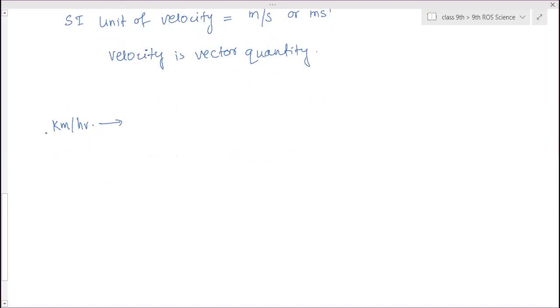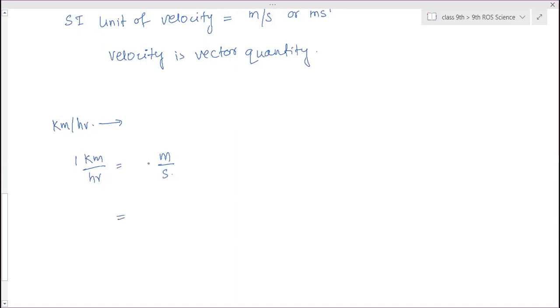So we need to convert this kilometer per hour into meter per second. You need to know the conversion between these two. So 1 kilometer per hour is equal to how many meter per second? For that, the numerator is kilometer here and meter here, which is a smaller unit. The denominator is hour, a larger unit of time, and here is a smaller unit of time. So larger units can be converted into smaller units.